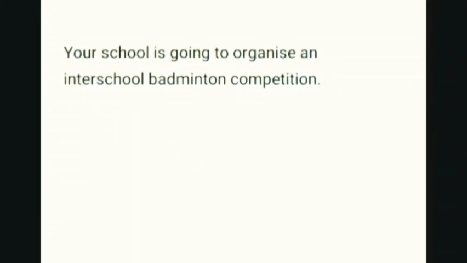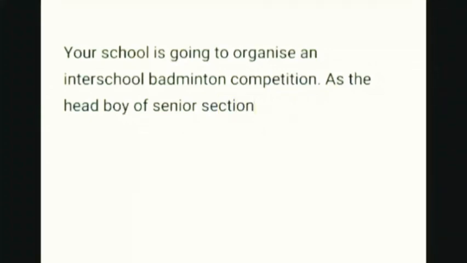Next part, what is written after that, as the head boy of your school, you have to draft a notice that is to be put onto the school notice board. Now it is written head boy of the senior section. So while inviting the student, if you wish, you can especially mention that senior students are requested. So this is the question part.